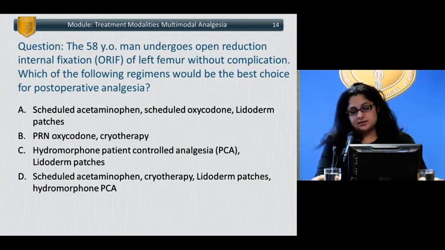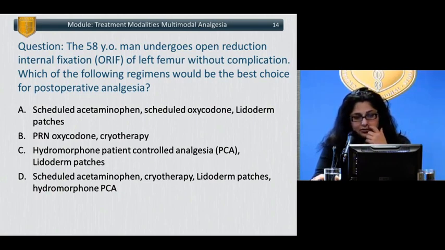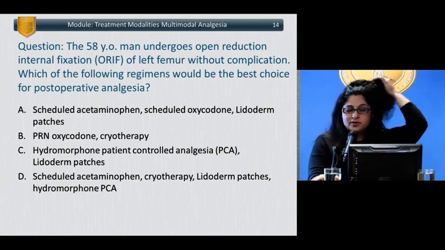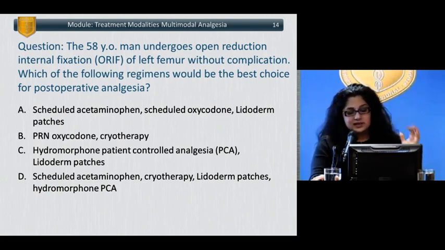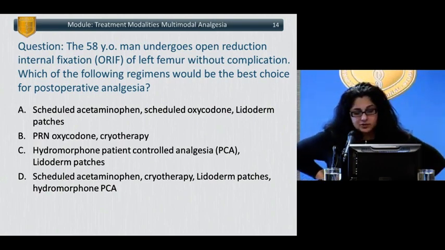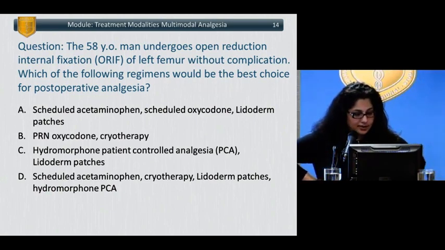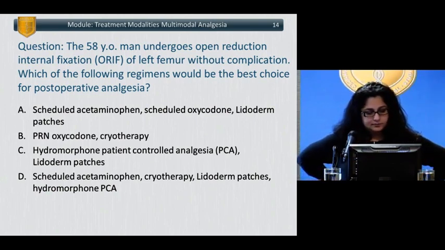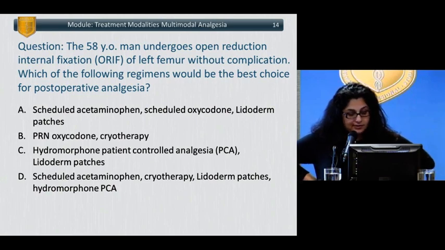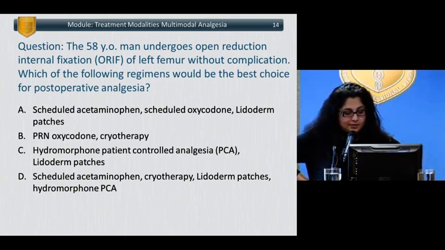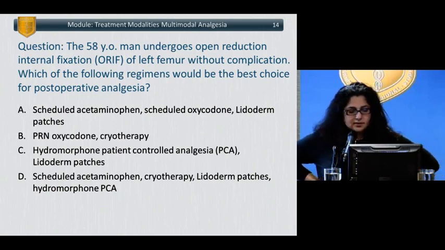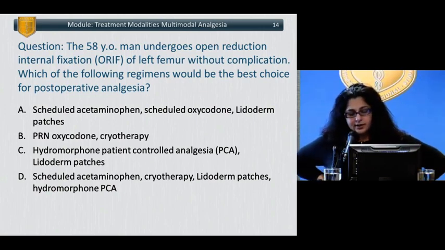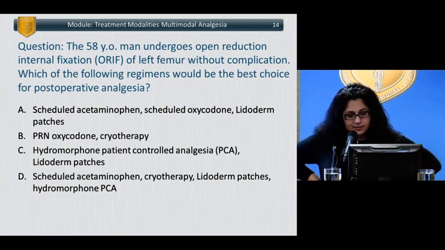This will lead us into our next topic. A 58-year-old man undergoes open reduction internal fixation of the left femur without complications. Which of the following regimens would be the best choice for postoperative analgesia? Is it A, scheduled acetaminophen, scheduled oxycodone, and lidoderm patches? Or B, as needed oxycodone and cryotherapy? Or C, a hydromorphone patient-controlled analgesia, otherwise known as PCA, and lidoderm patch? Or D, scheduled acetaminophen, cryotherapy, lidoderm patch, and a hydromorphone PCA.